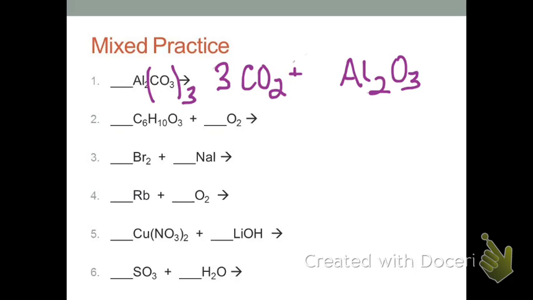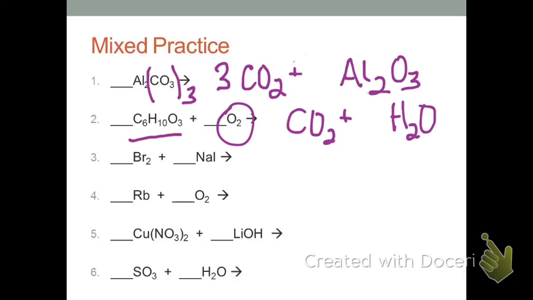Number 2, I've got something that looks kind of like a hydrocarbon. It's got a lot of carbons and hydrogens. It's reacting with oxygen. That signifies to me that it's probably combustion. I'm going to go ahead and balance it. I have 6 carbons, so I need 6 carbons. 10 hydrogens. I have 12, and 7 is 17 oxygens. Before you say, oh, that's not divisible by 2, notice that you have 3 here. So 3 plus what will give you 17? You need 14, so you need a 7 there.